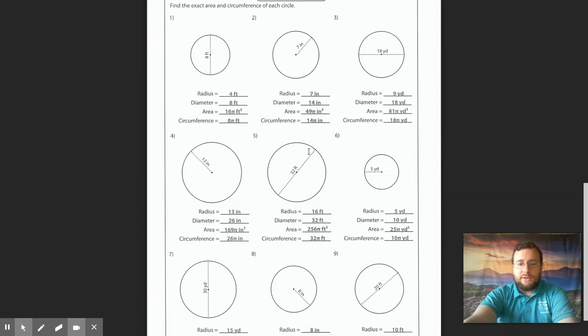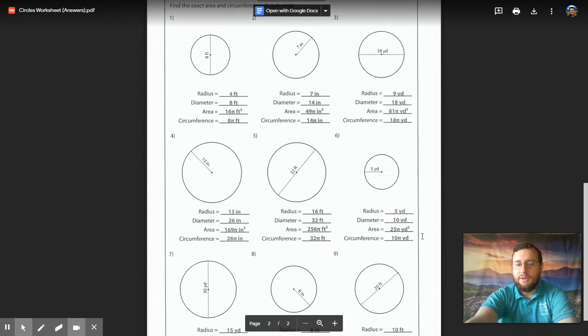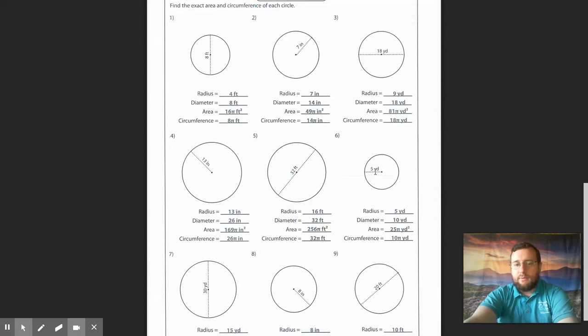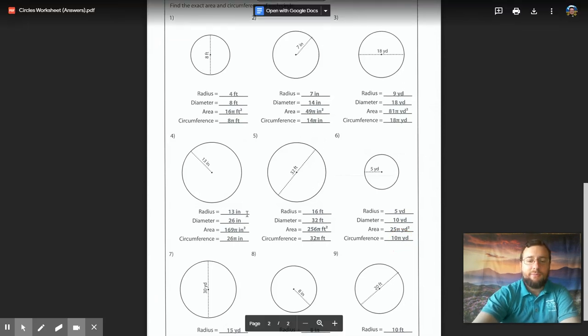Here the diameter is 32, so the radius is 16, so the area is going to be 16 times 16, which is 256 pi. And then the circumference is just the diameter times pi, so 32 pi. This one has 5 as the radius, so the diameter is 10, which means 5 times 5 makes 25 pi for the area, and circumference will be just 10 pi, which is the diameter times pi.